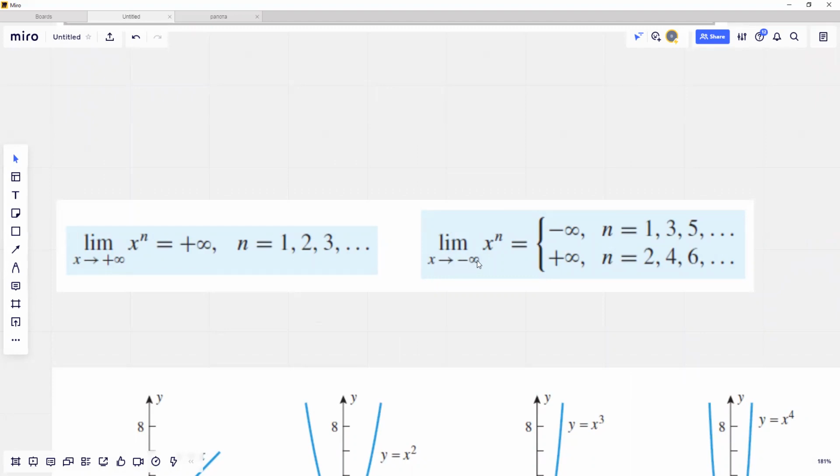As values of x decrease without bound, the limit of x to the power of n is equal to minus infinity when n is odd, and equal to plus infinity when n is even.